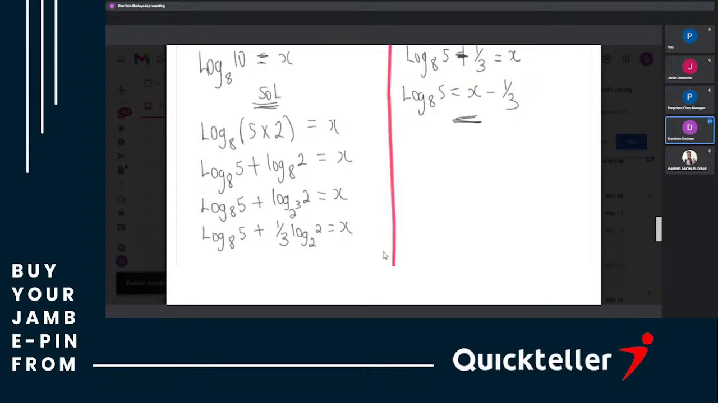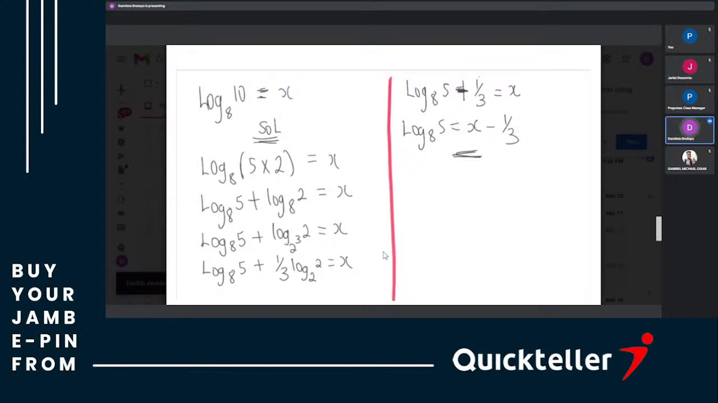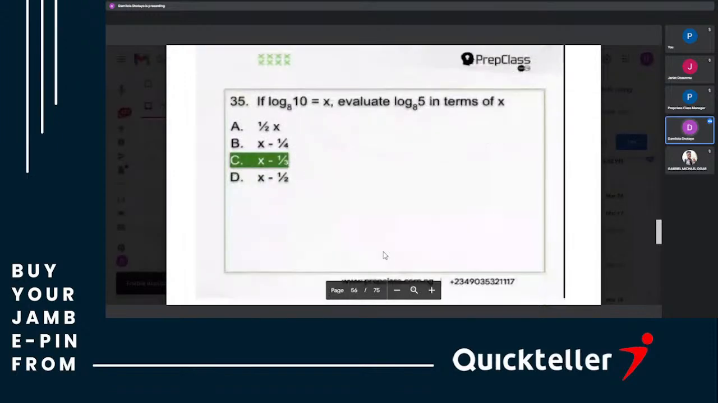Okay? And log 2 2 is 1. So that means I'll be having log 8 5 plus 1 over 3 equals x. So my log 8 5 will now become, with 1 over 3 moved to the second side, x minus 1 over 3. And that is the answer. Log 8 5 is x minus 1 over 3. Okay, so that is that for that logarithm.